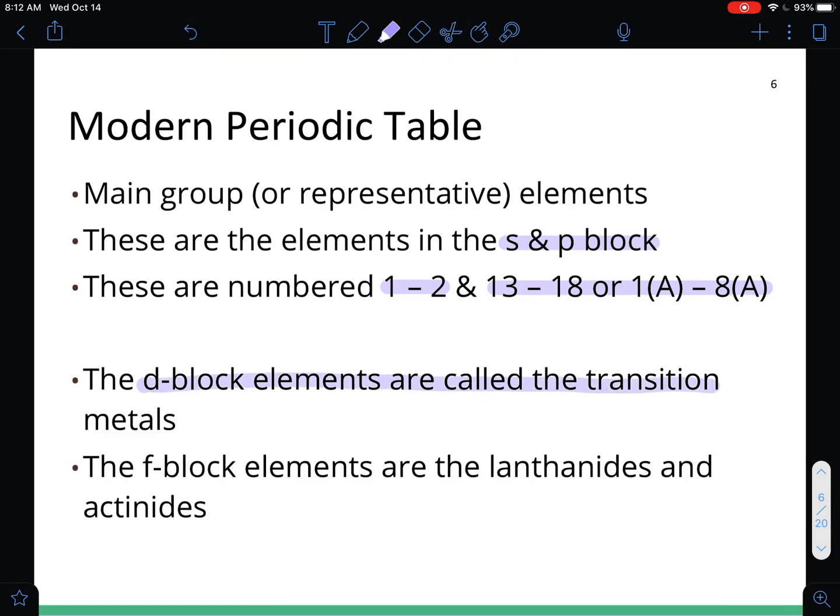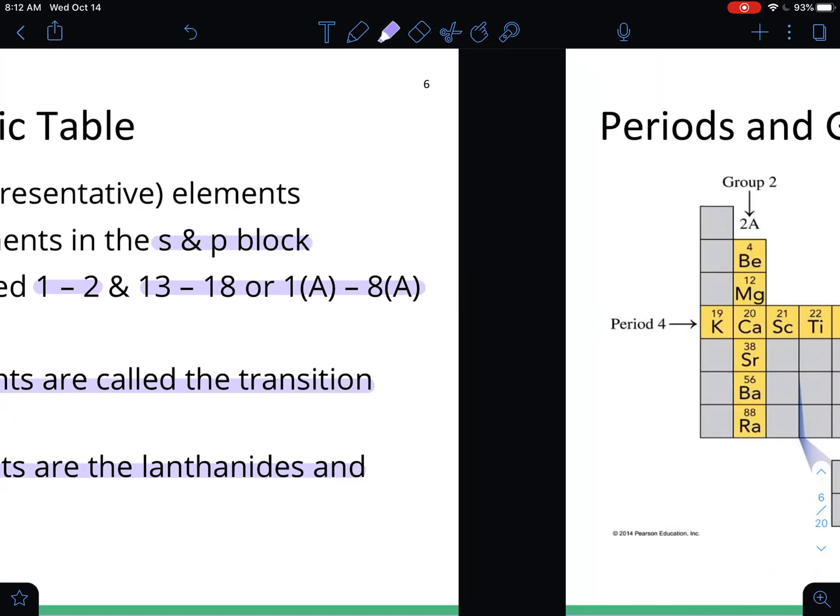The D block elements, these are the transition metals, and they all have similar properties with one another. And then the F block elements, these are generally radioactive elements, and even though they're periods, they will also have similar properties with one another. That is really the only grouping on the periodic table where the periods have similar properties. Everything else, the groups will have similar properties due to their valence electrons.